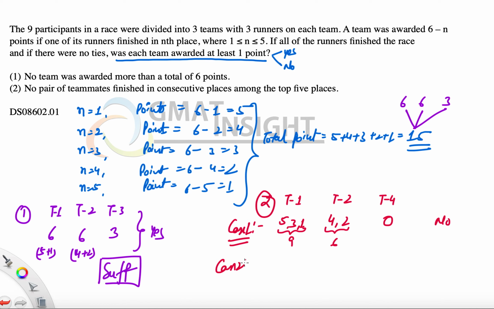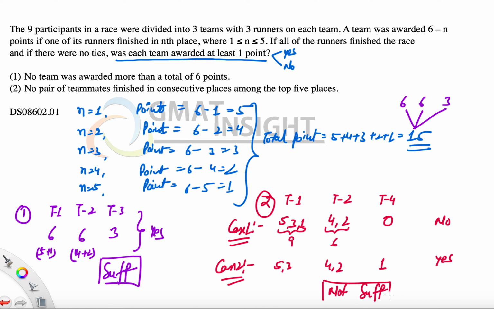We could also take case number 2, in which the first team is getting 5 points and 3 points, the second team is getting 4 points and 2 points, and the third team is getting 1 point. That gives the answer to the question as yes, because in case 2 every team is getting at least 1 point. So now we have inconsistent answers. There are multiple scenarios, where one says every team gets at least 1 point and the other says not every team does. So this statement does not give us a unique conclusion.